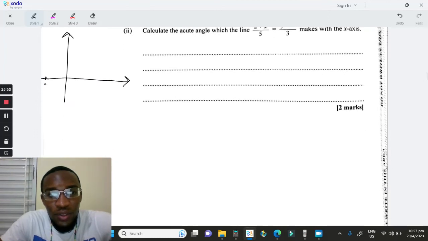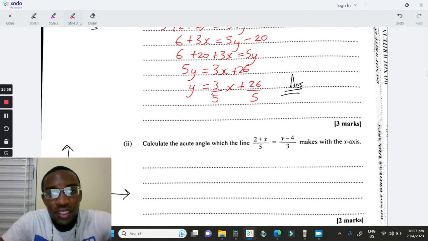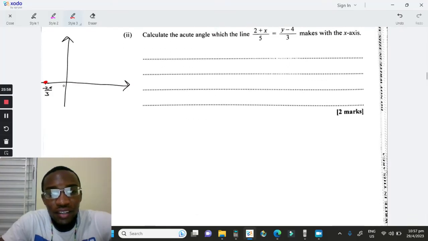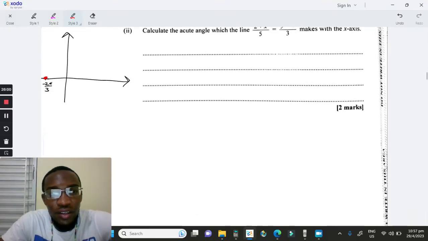Let's say it's somewhere right here. Negative 26 over 3. That's your x-intercept. And your y-intercept is positive 26 over 5. So somewhere right here, this is positive 26 over 5. Now the angle it makes with the positive x-axis, if we draw our line, this is the angle they want. So to find that angle, there's two ways you can do it.